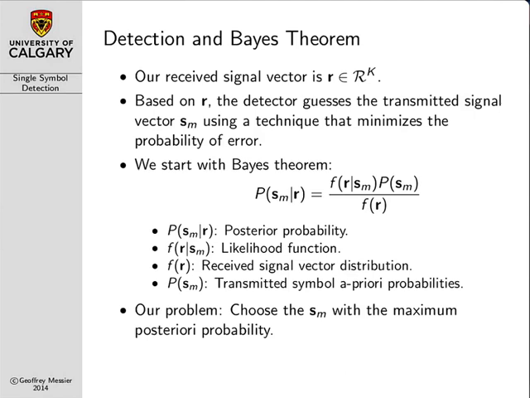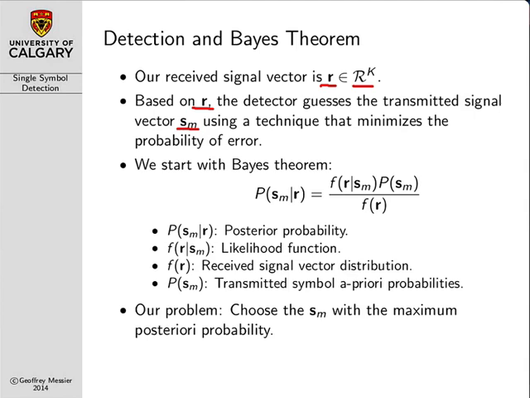So to start off our discussion, it's easiest for us when dealing with the detector to operate in terms of signal vectors rather than complex envelope signals. So we're going to assume a received signal vector R that has a length equal to the number of basis functions of our signal. And if we wanted to sum up the whole detection problem, we would say that based on our received signal vector R, which is the only information we have about our transmitted signal, the purpose of the detector is to guess the transmitted signal vector S_m using a technique that minimizes the overall probability of error.